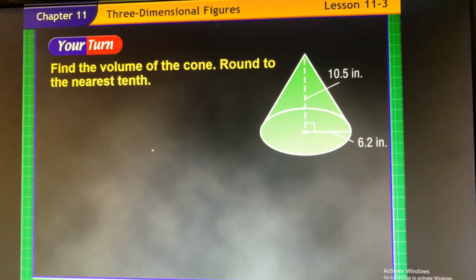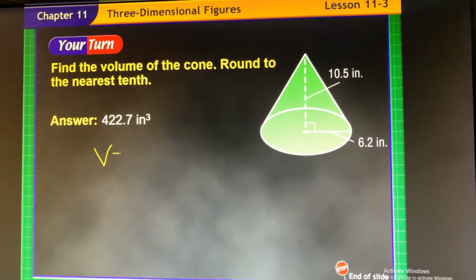Same process. This is what you should get. Area of the base, pi times 6 2/10 squared. Don't forget to square that. Times the height of the figure. Done.